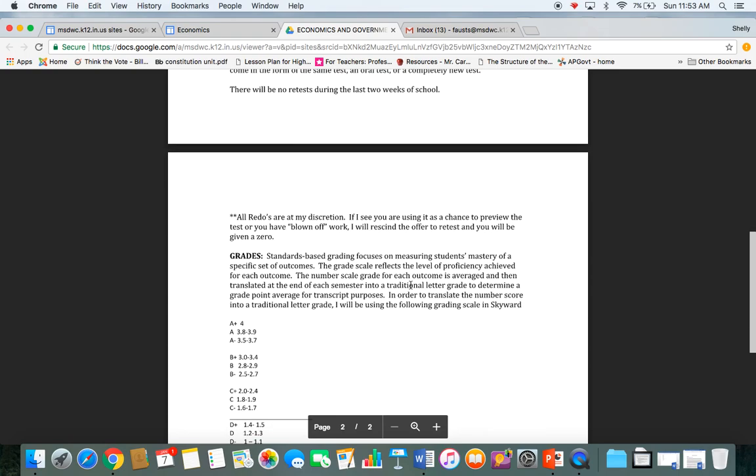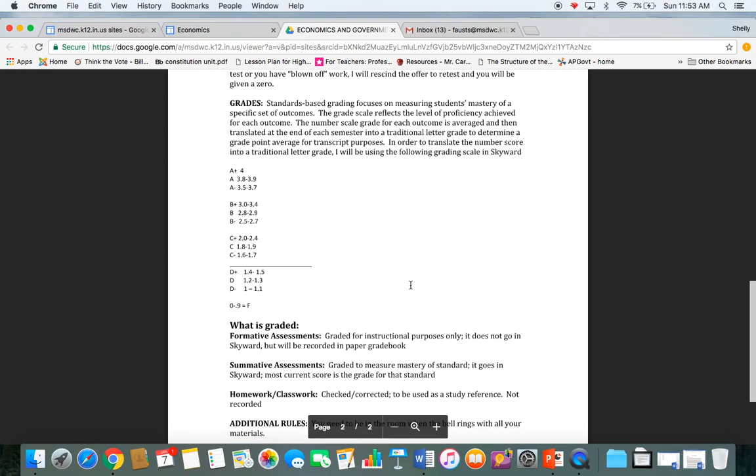Redos are at my discretion. If you think that you're going to continually take a test and then retest and all that, that's just not going to happen. If I see that's a pattern that you are falling into, you and I and your parents will have a discussion and we'll work something out. So I have the option of rescinding that offer to retest, and if I do that, then you're going to keep that 0.